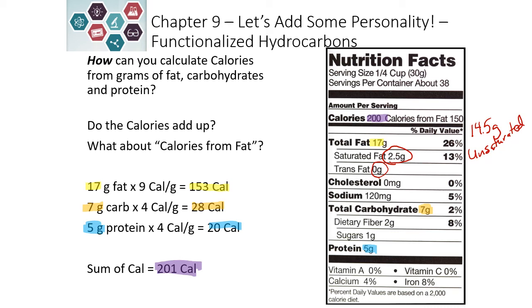So we're required to include the saturated fat and the trans fat on the label. Unsaturated fat is not required, but we can calculate it from the total fat minus the saturated and trans fats.